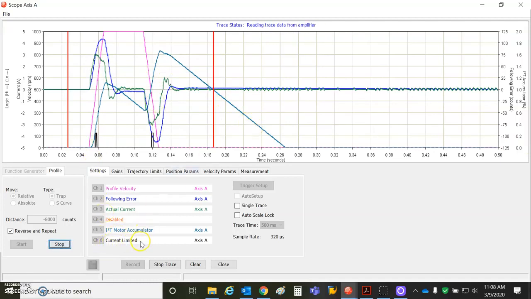And you can see I've also traced the current limiting. While I'm accelerating with peak current, I'm hitting the peak current limit. I'm not getting too much unusual following error for that, so it's probably going to be okay. But normally, you would run your acceleration so that you're not hitting the peak current limit.